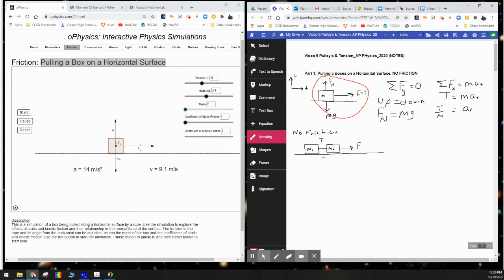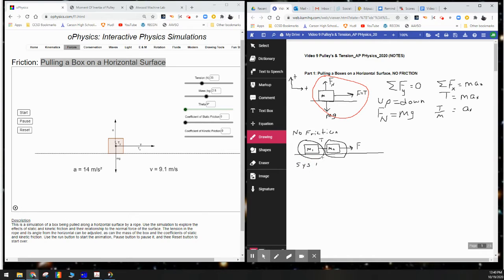Now what we have to understand is that there are two systems here. There's this system right here, which I will circle like so, and then we have this system right here. We have to consider only one at a time. We cannot do both at the same time. So let's consider system one here with mass one.